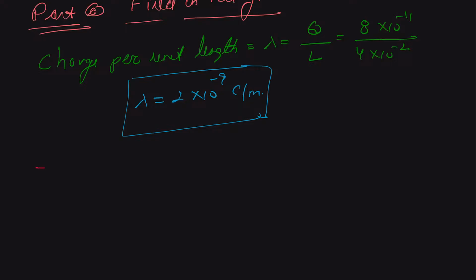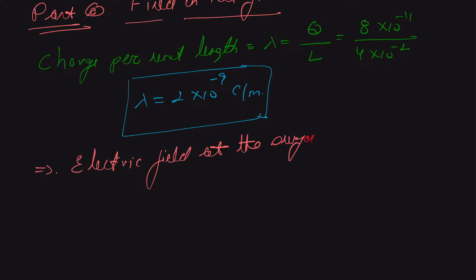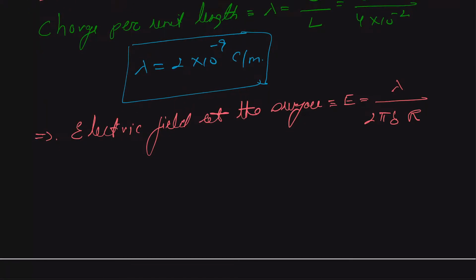Therefore, we can say that the electric field at the surface, which is our E, is equal to our charge per unit length divided by 2 pi epsilon naught and our R. And so we simply substitute the values. We get this value of electric field.